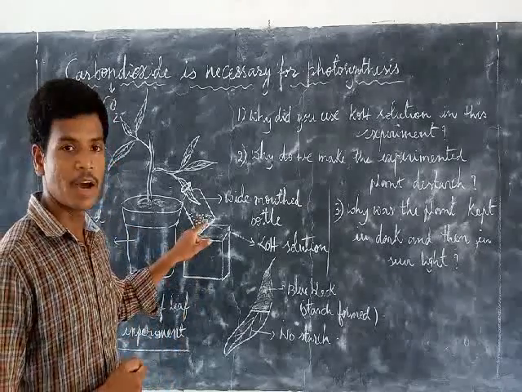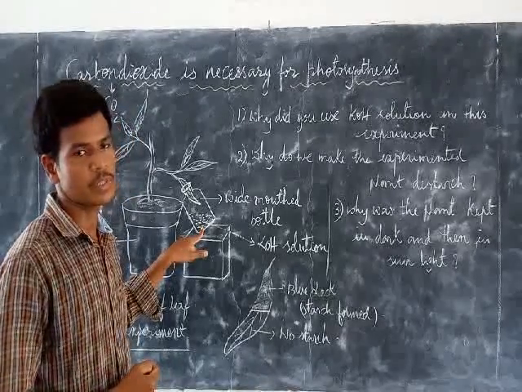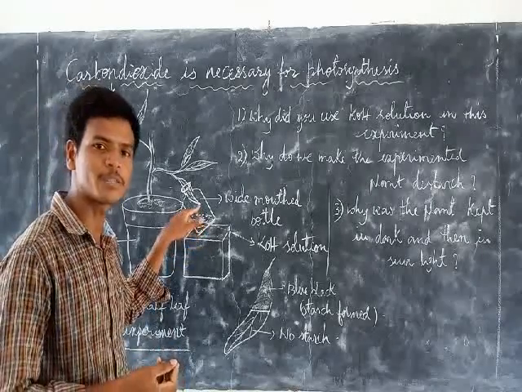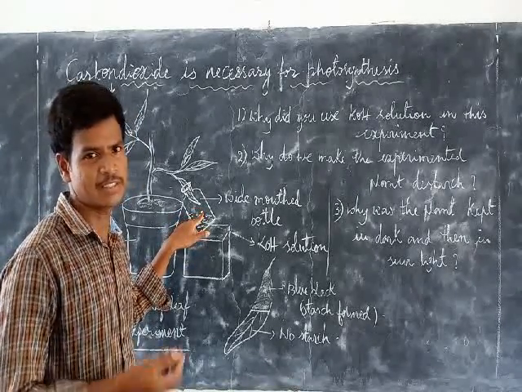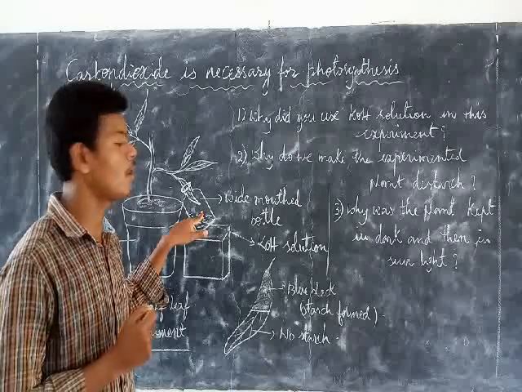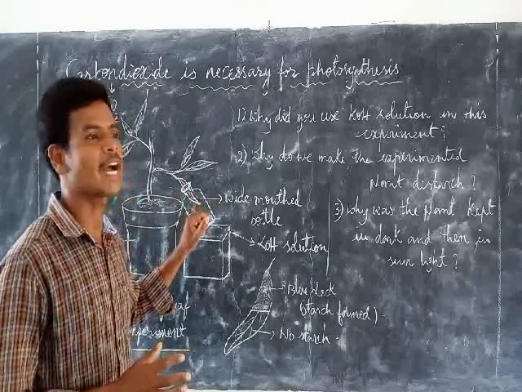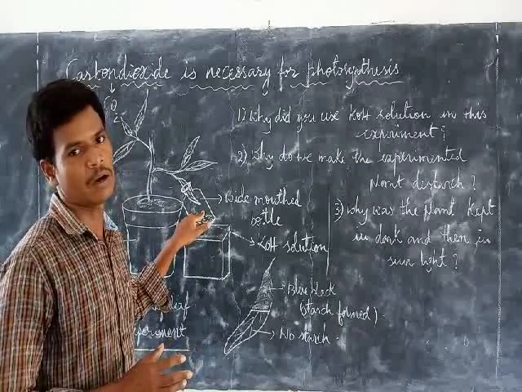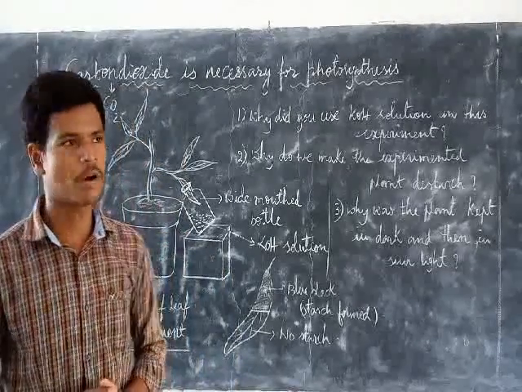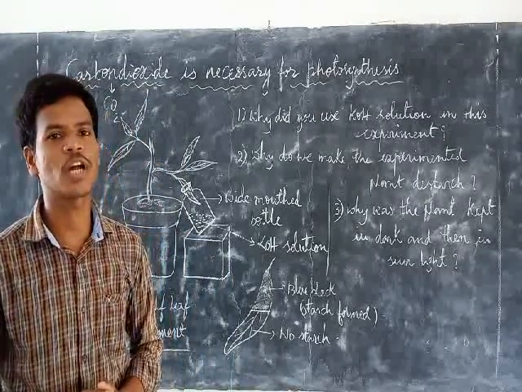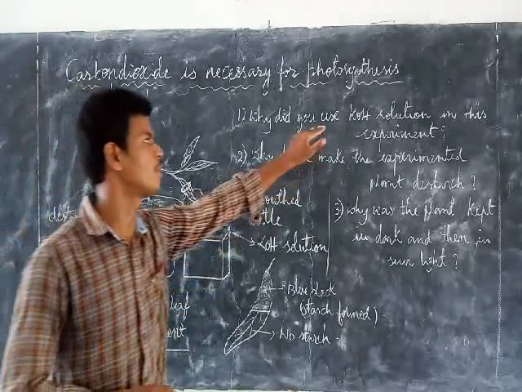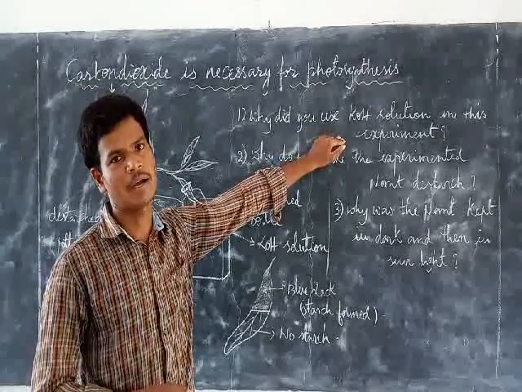So here, in the absence of KOH solution, some amount of gas remains in the transparent bottle. What is that? Carbon dioxide. Then is there any possibility of getting the result? No. So we have to remove the carbon dioxide gas present in the bottle. How can we remove it? By using KOH solution. So we have to add some KOH solution or pellets of KOH. This is the use of KOH solution in this experiment.